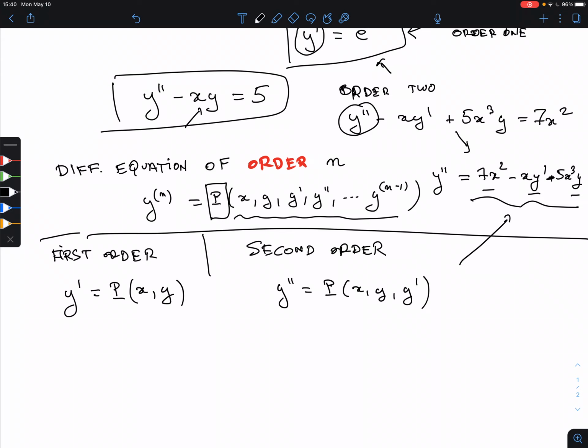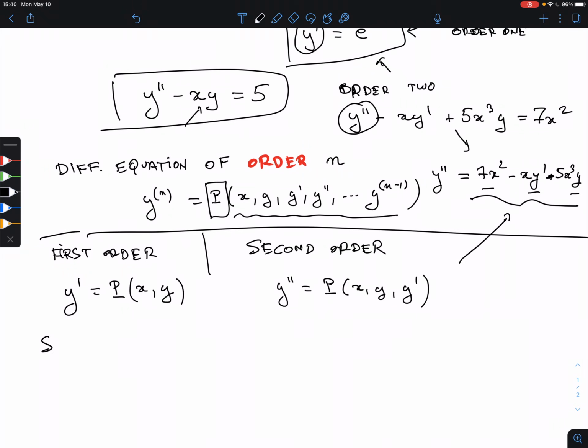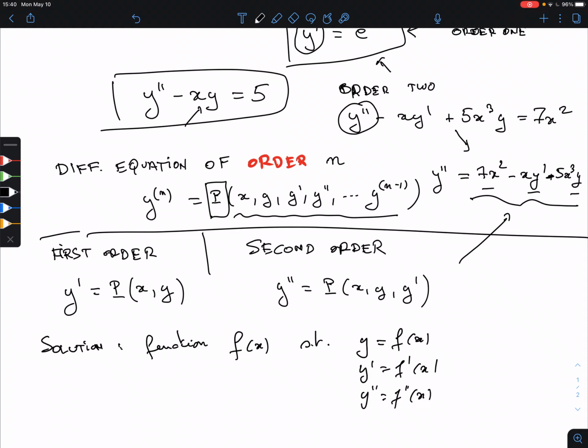And a solution would be a function f of x such that if you put y equal to f of x, and of course y prime is then f prime of x, and y double prime is then f double prime of x, etc., and you plug this into the equation, you get an equality. Okay, it satisfies that equation. That's what a solution is. So it's a function that depends on x.